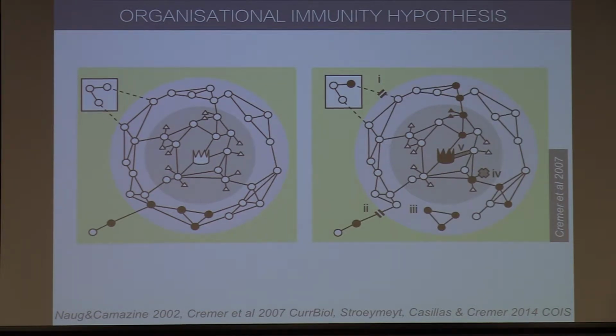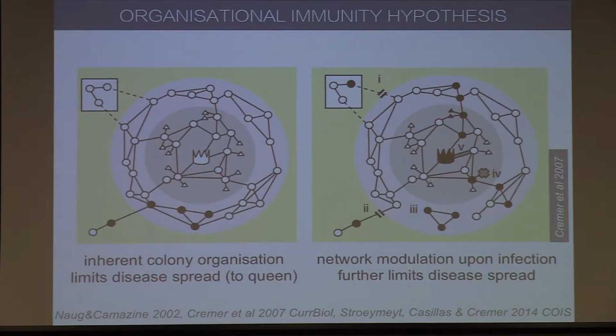In addition, the other idea is that the ants do not only have to rely passively on the organization that they anyways have, but that they can also actively modulate their interaction network upon disease coming in. For example, they can break or interrupt some connections and quarantine individuals that are sick, or they can intensify sanitary care and things like that. So the idea of this organizational immunity hypothesis is that you have an inherent colony organization that is already limiting the possibility of disease spread, mostly from the outside towards the queen, and also that you can have network modulation upon infection to further limit disease spread, particularly to the most valuable individual in the colony, the reproductive queen. So basically, organizational immunity has both a prophylactic and an induced part to it.